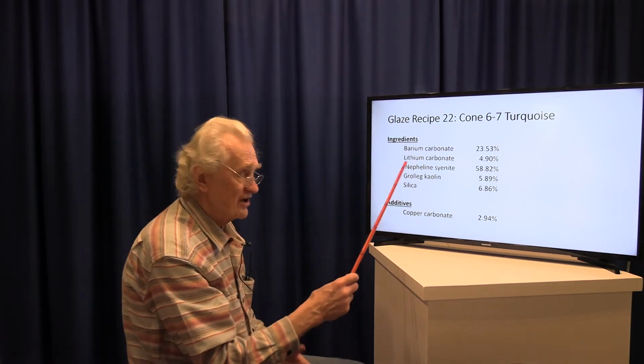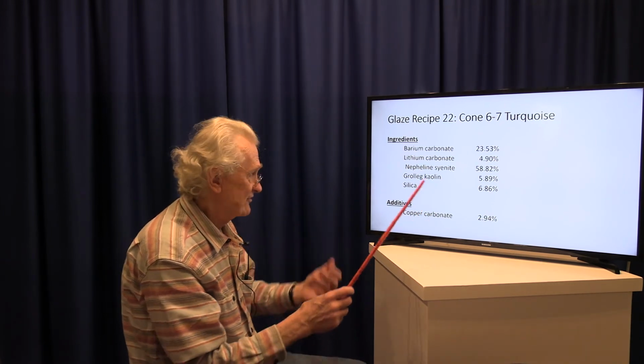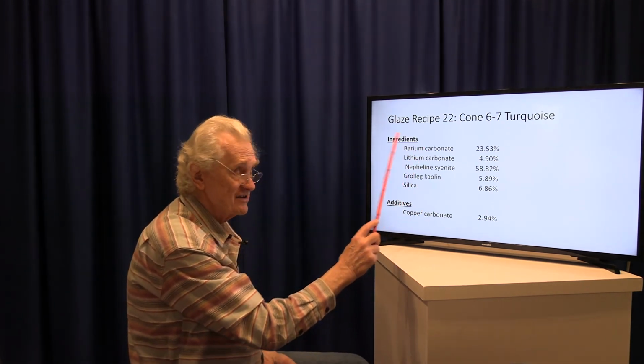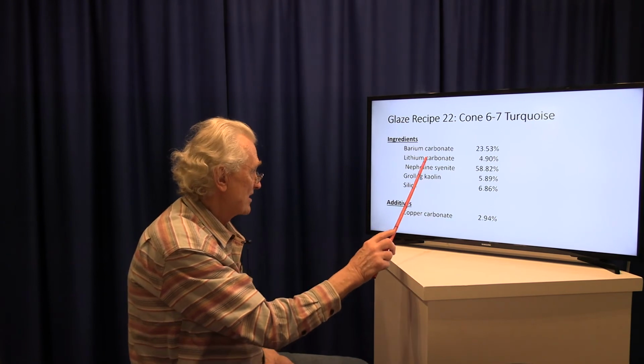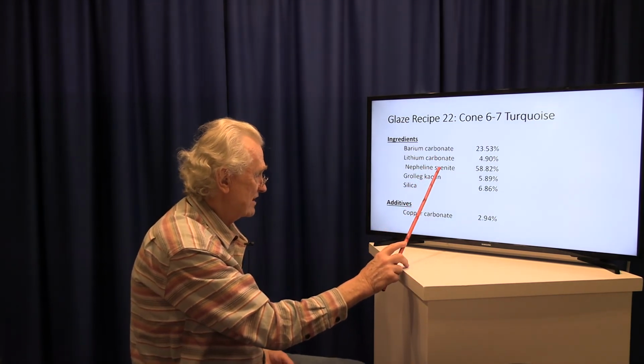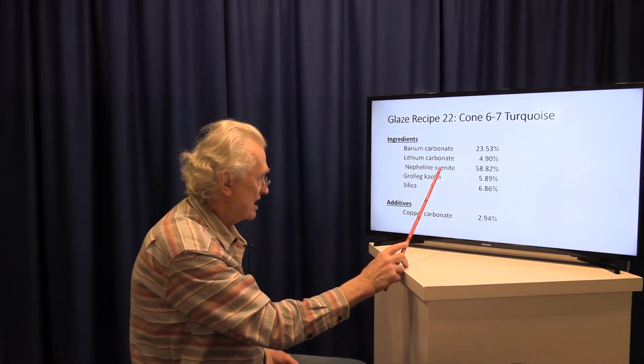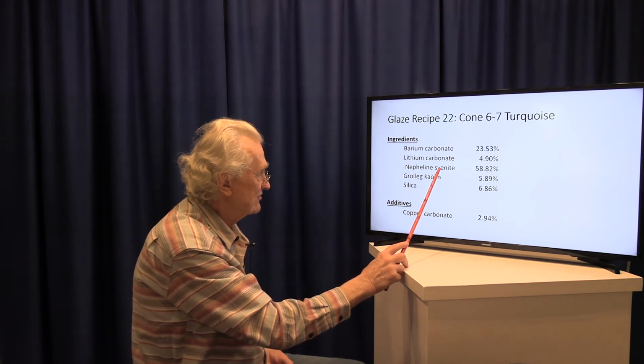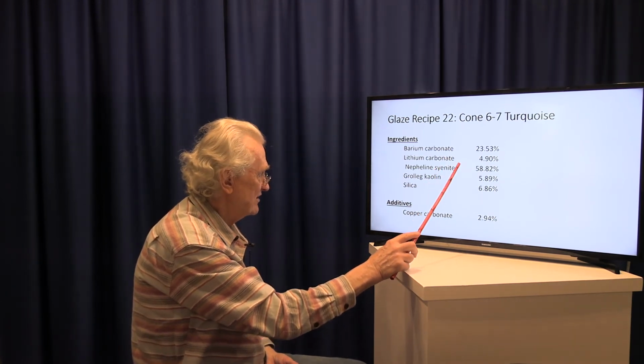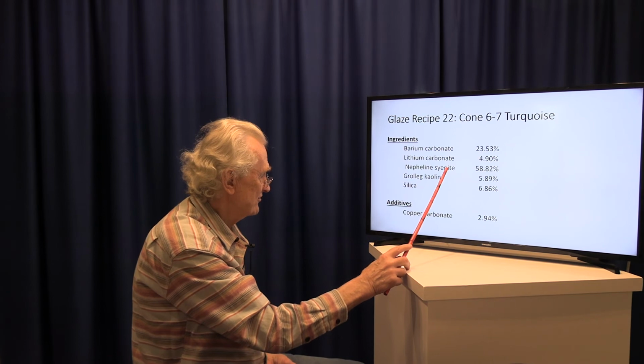And also now let's look at our categories. Fluxes, stabilizers, glass formers. Barium carbonate, that's a high temperature flux. Lithium carbonate, that's a low temperature flux. Nepheline syenite is kind of mid-range to high. So I look at it and go, well, with these in here, it's probably a cone 6 to cone 7.